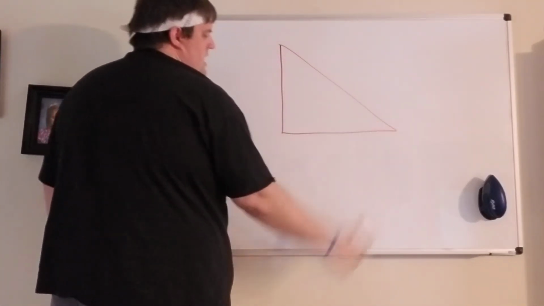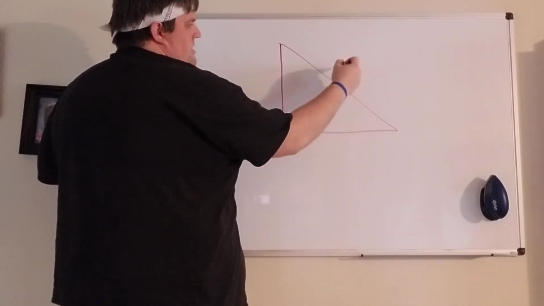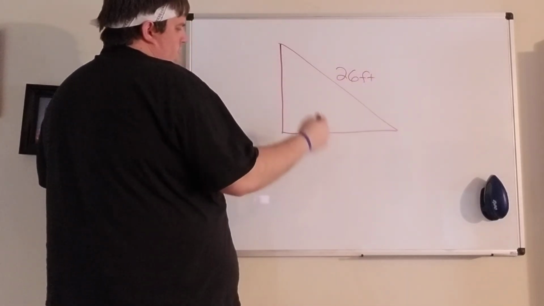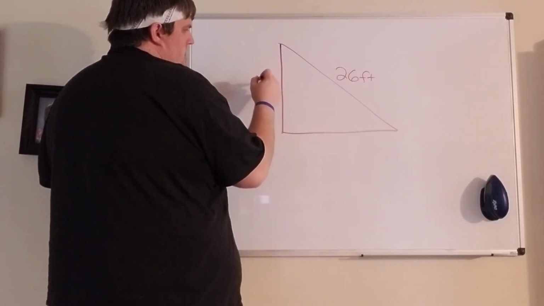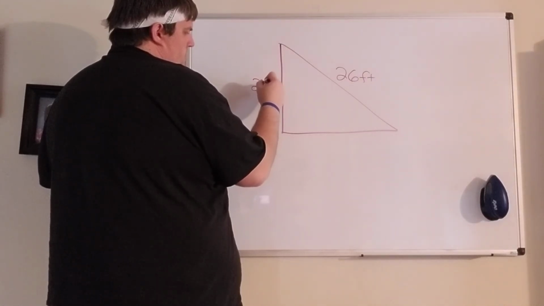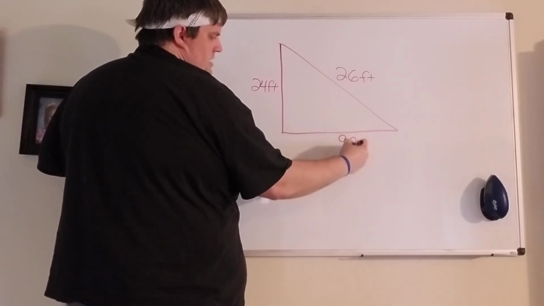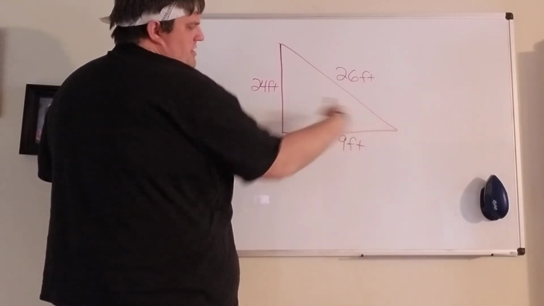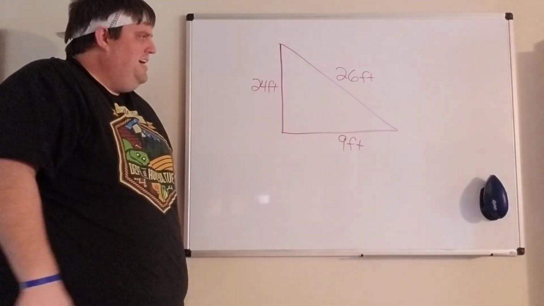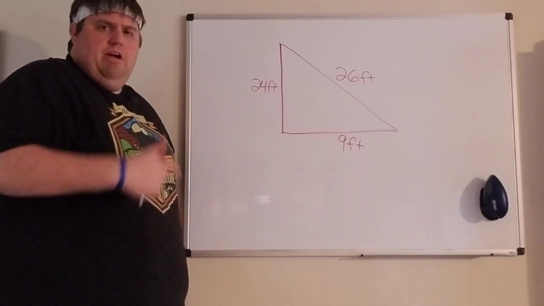And let's say, we'll say this side is 26 feet. We'll say this side is 24 feet. And this side down here is 9 feet. I know that it doesn't look like that's the case, but let's just go by the labels, right? So yeah, tell me, is that a right triangle?